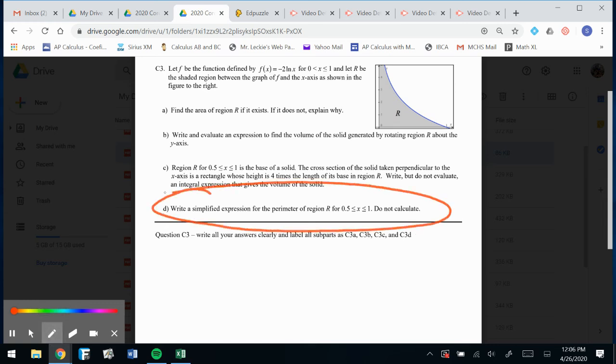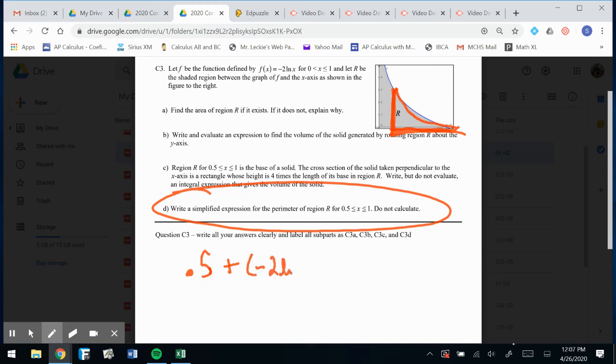Perimeter. Second time here in the past couple of weeks where we've dealt with perimeter, which will be dealing with arc length. But it's for that region you just did. So hopefully it was good practice, this one. Nice and easy. That's just 0.5 to 1, so it'd be 0.5, plus, what is this length right here? Well, that's just the curve, top minus bottom, at 0.5. So that's simply going to be negative 2 natural log of 0.5. That's going to give me that distance.